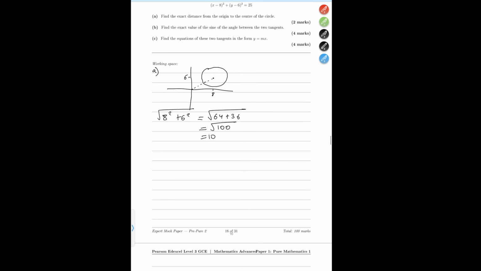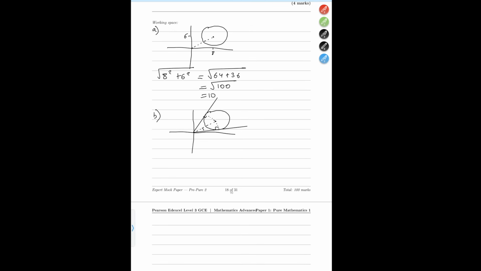So part B is now asking us to find the exact value of the sine of the angle between the two tangents. So I'm going to copy this diagram down because it's going to help me a little bit. I'm going to get rid of the labels here, and I'm going to draw my two tangents. So I've got one going this way, one going this way. An important property to know, I think it was GCSE you learn, is that the radius intersects the tangent at a right angle. So this is a right angle, and this is a right angle.